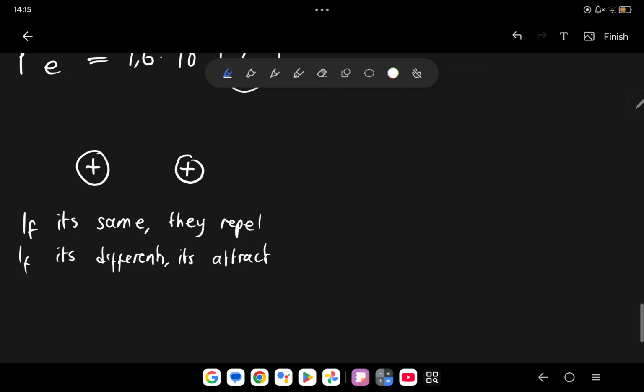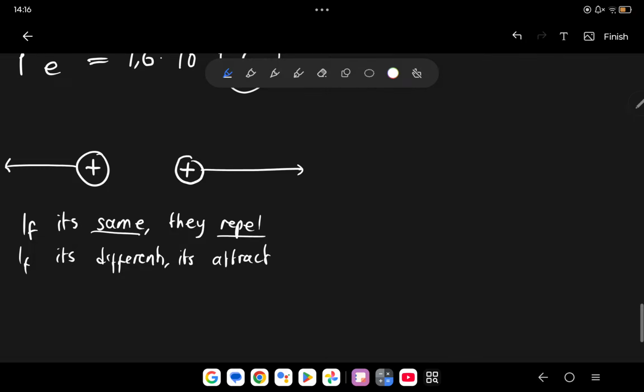Brain fart a little bit. Okay, sorry. Let's look at this case again. Two positively charged points. It's the same, right? So what will they do? They will repel. What does repelling mean? They will get away from each other, if you want to imagine it like that. They will run away. So boom, they will repel.